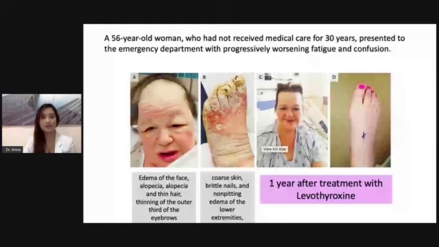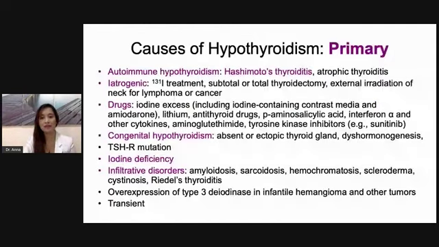So what are the causes of hypothyroidism? It depends if it's primary or secondary. So that's why it's very important to be able to interpret your thyroid function test properly. If it's primary, the most common cause in areas with sufficient iodine levels would be autoimmune hypothyroidism, more commonly your Hashimoto's thyroiditis, sometimes atrophic thyroiditis.